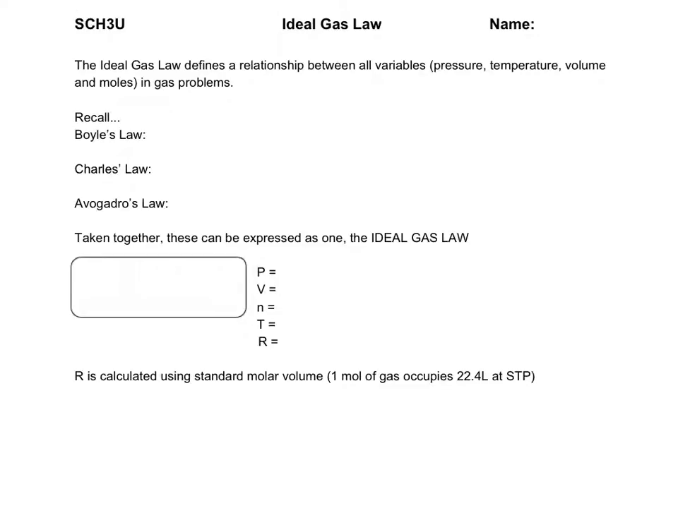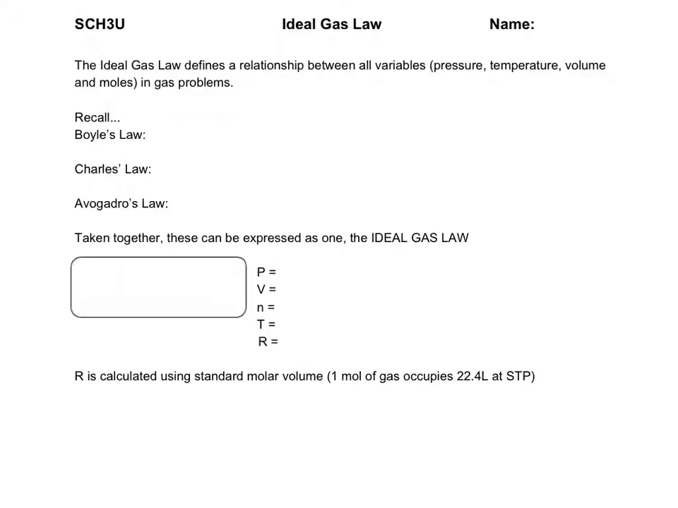Okay, this video is going to go through the ideal gas law. The ideal gas law defines a relationship between all variables in gas problems. So this takes into account pressure, temperature, volume, and moles that we've been looking at in all of our gas laws so far. The difference between the ideal gas law and all of the other gas laws that we've looked at, say Boyle's, Charles', and Avogadro's, is we're not looking at an initial and a final condition. Rather, we're looking at how the gas is behaving at one snapshot in time.